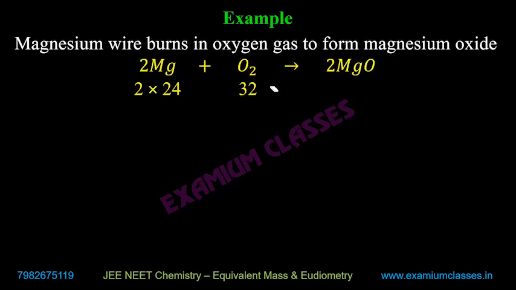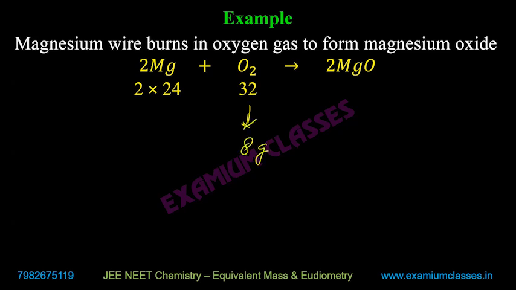Next one, magnesium burns in oxygen gas to form magnesium oxide. Now here, what is the reference point? Oxygen. So as per definition, we will use oxygen here. As per this reaction, 2 into 24, that is 48 grams of magnesium reacts with 32 grams of oxygen. But we need to downgrade it to 8. So we downscale it to 8 grams because that is the definition.